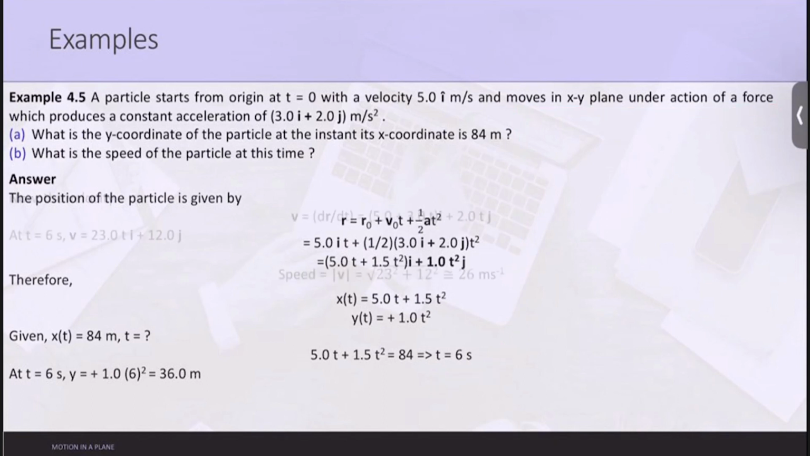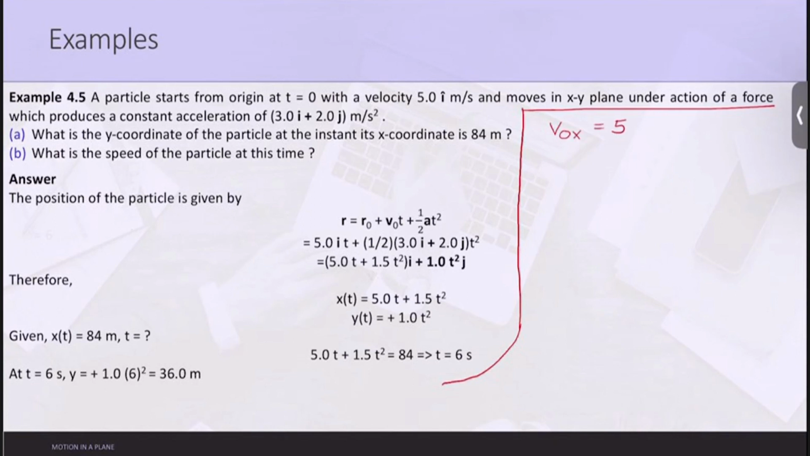Okay, so first of all, v naught x is given in the question as 5 meter per second. Okay, and v naught y is basically 0 meter per second. Okay, rest all what we need. First of all, let us write the equation here. So we know r is nothing but equal to r naught plus v naught t plus half a t square.